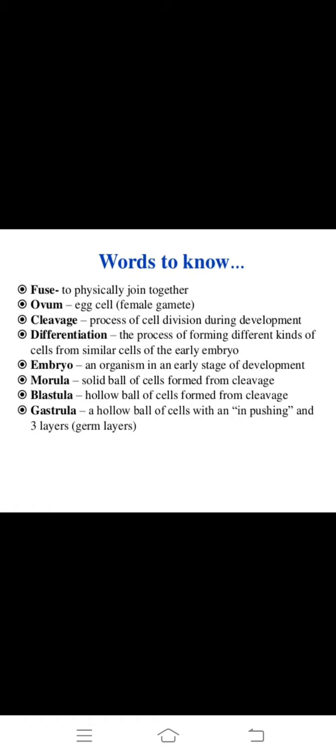Morula: first the embryo, after that it forms the morula, a solid ball of cells formed from cleavage. Blastula: a hollow ball of cells formed from cleavage. Next, gastrula: a hollow ball of cells with an invagination and three germ layers formed: ectoderm, endoderm, and mesoderm.